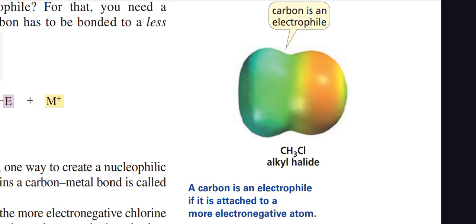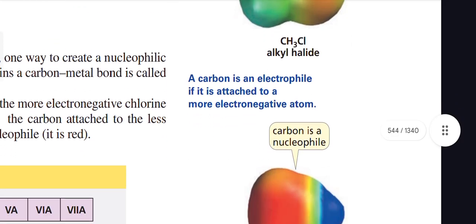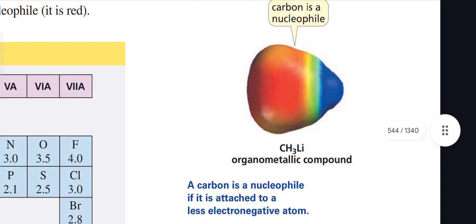is blue-green in color. Similarly, if we see the electrostatic potential map of the organometallic compound, that is methyl lithium, we know that lithium is a metal, so its electronegativity is less than carbon. Now in this case, carbon is a nucleophile because lithium is less electronegative than carbon, and we can clearly see that carbon is red in color in this electrostatic potential map.